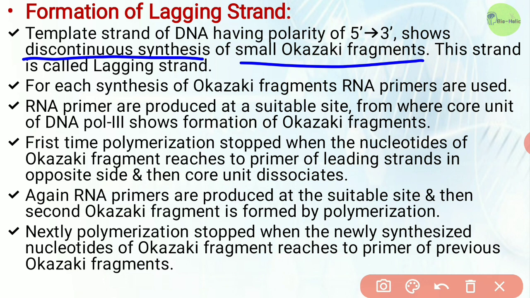Okay, and again RNA primers are produced at a suitable site, and then the second Okazaki fragment is formed by polymerization, which is again done by DNA pol 3, or its core unit, with the beta clamp. And next, polymerization stops when the newly synthesized nucleotides of the Okazaki fragment reach the primer of the previous Okazaki fragment. Clear? So let's see in animation form.